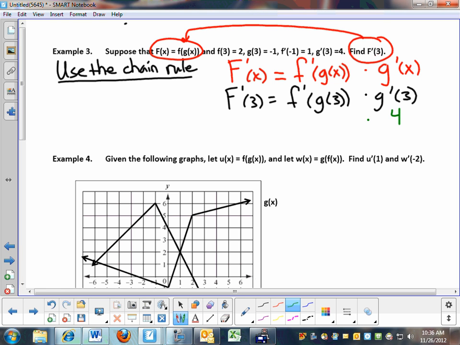F prime of g of 3. Very good. Ben says that in order to evaluate this, we first must find g of 3. What is g of 3? Negative 1. So you will be finding f prime of negative 1, which is 1.